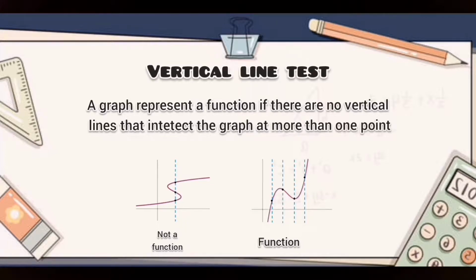So let's look at the first example. It crossed 2 times, which means it is not a function, and for the second example, no matter where the lines are drawn, it only crossed them once, so it is a function.